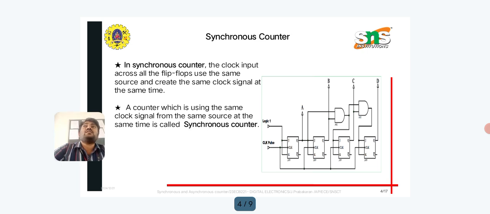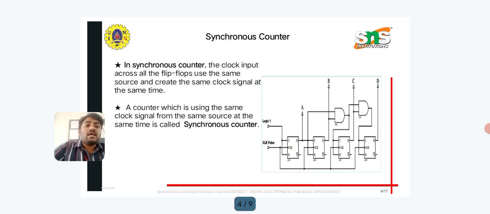All flip-flops receive the same clock signal at the same time, and the speed is faster because there is no ripple effect or delay due to sequential triggering. Design complexity: it requires additional combinational logic to manage state transition and output. State changes occur simultaneously across all flip-flops.